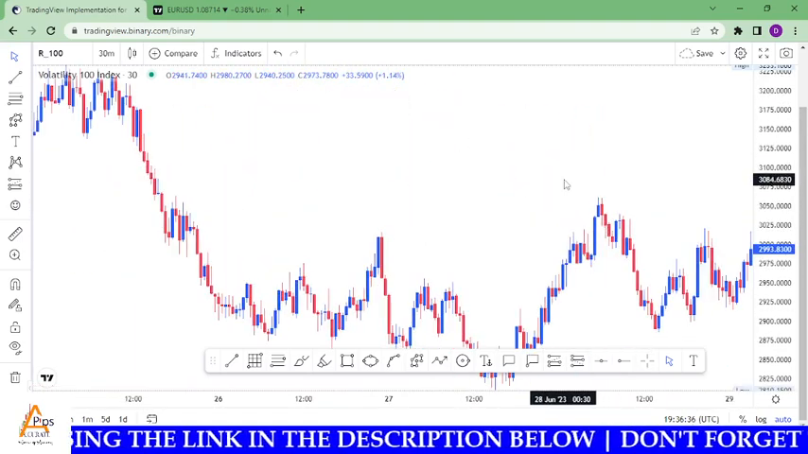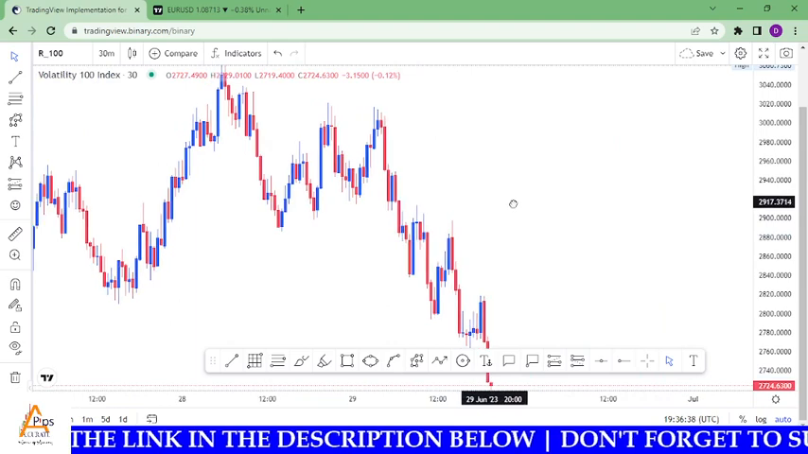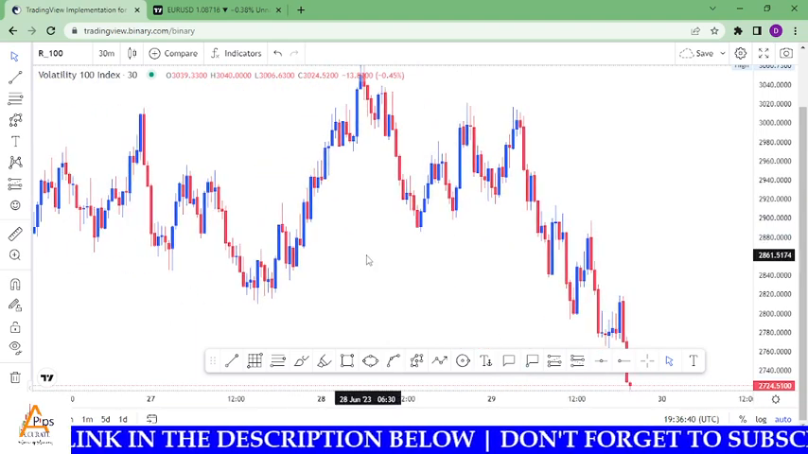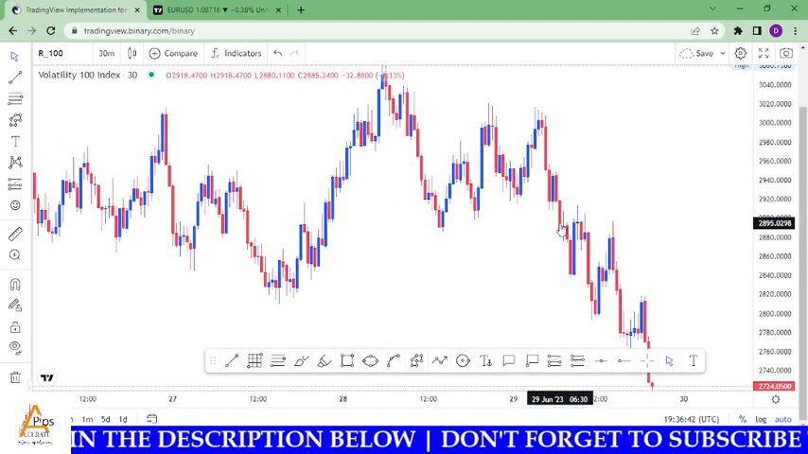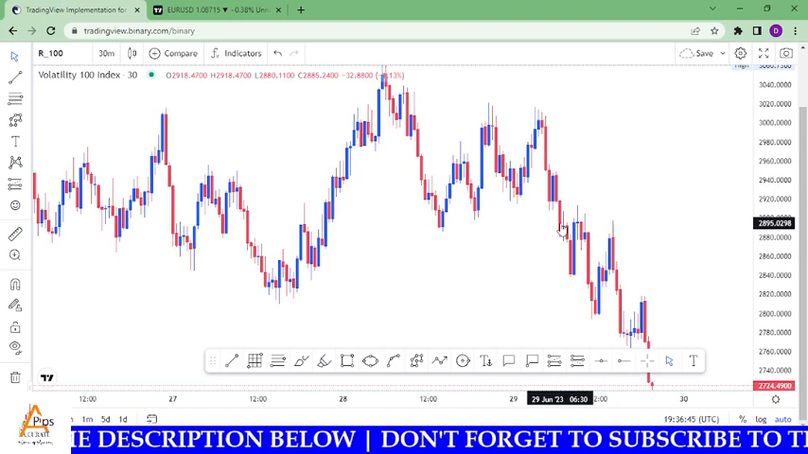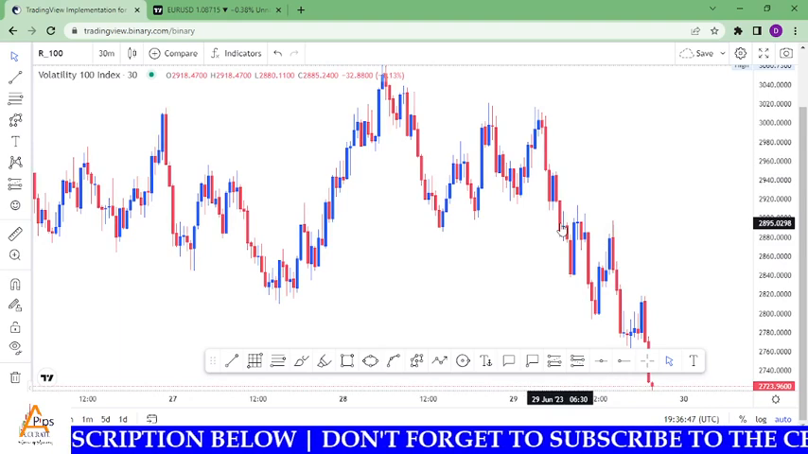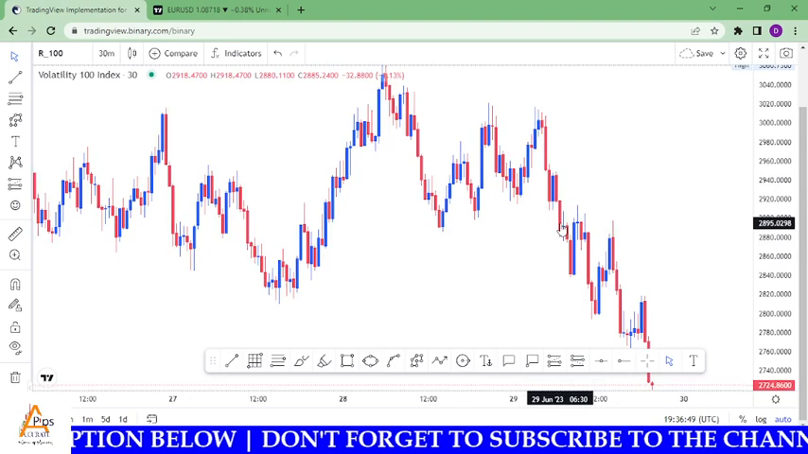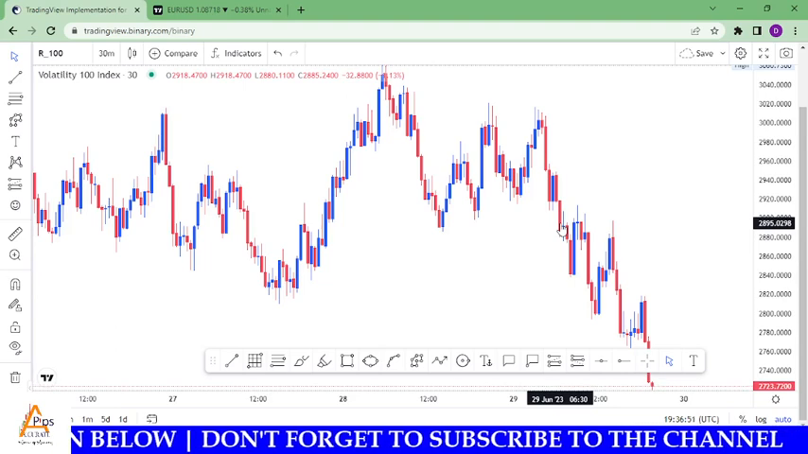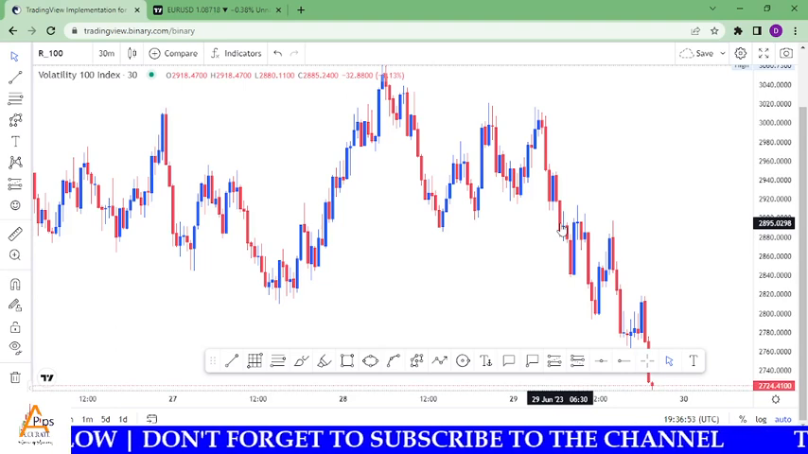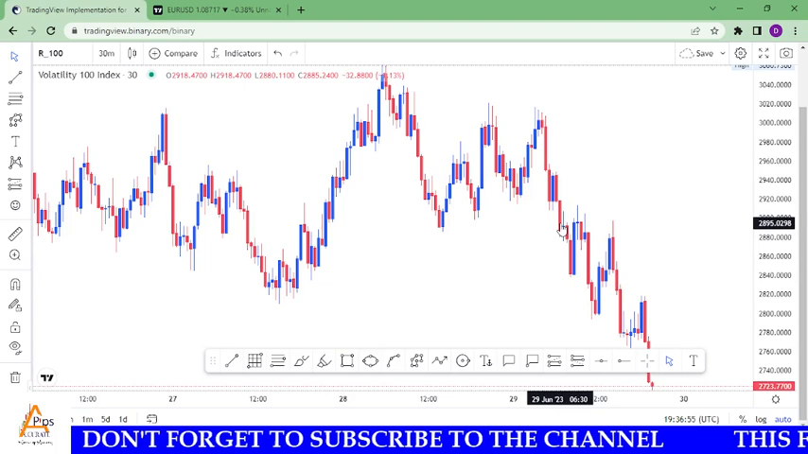Still I'm not getting that exact example. All right, so these are the two ways of marking. These are the ways we mark support and resistance, both dynamic and horizontal support and resistance.